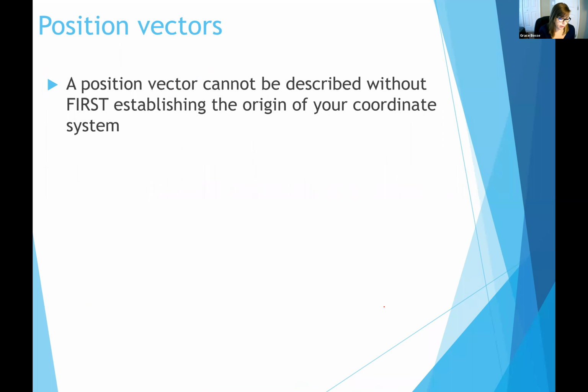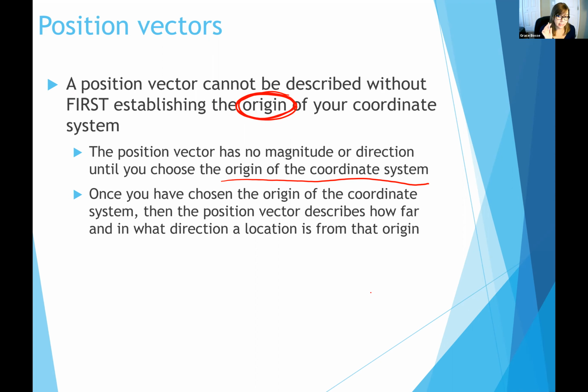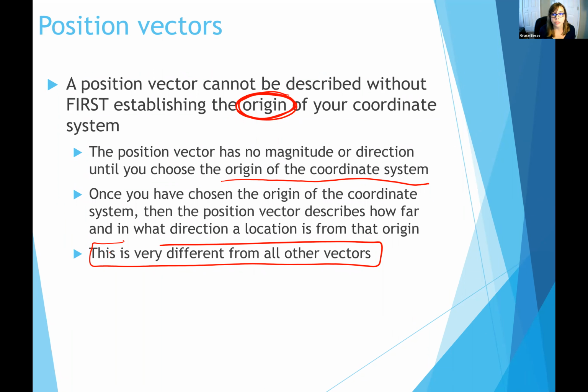So just to be really, really careful here, I want to reiterate that you must establish the origin of your coordinate system before you can ever describe a position, because a position is relative to something else. It's relative to that origin. So you can't draw a position vector unless you have established the origin of your coordinate system. And once you've chosen that origin, it has to be the same origin for everything in your problem. And the position vector will describe how far away the location is from that origin. And this is a really unique property of position vectors. No other vector depends on the origin. We don't have to always establish a coordinate system or an origin, an axes, or anything like that, unless you're describing position vectors. You must do it for a position vector.